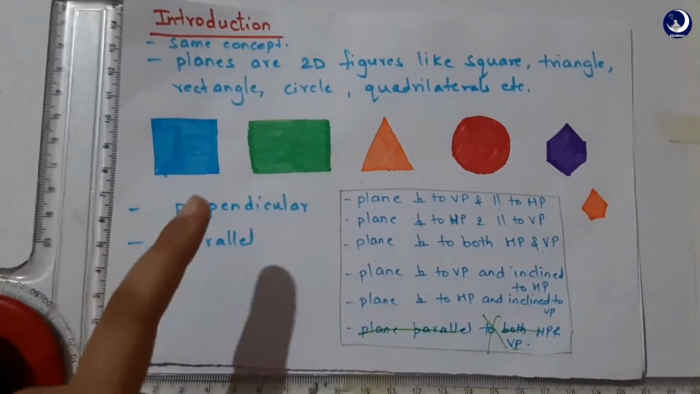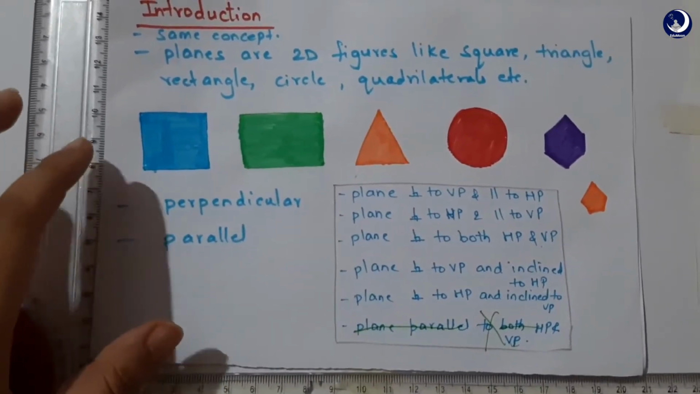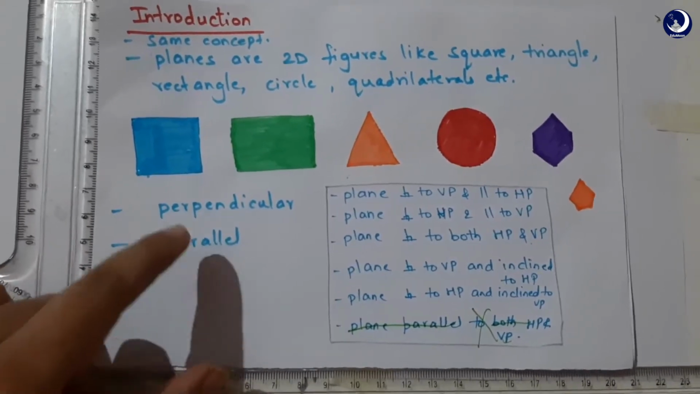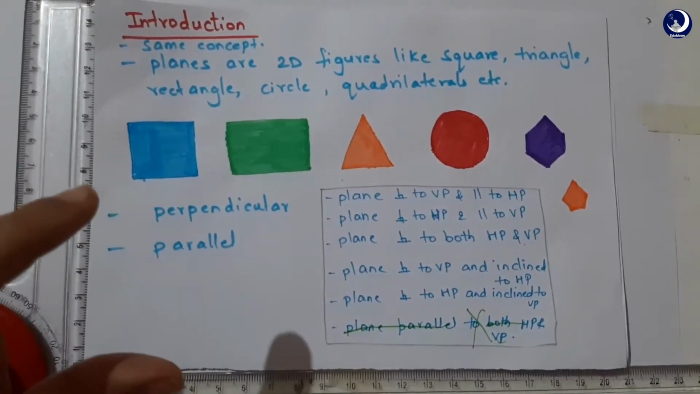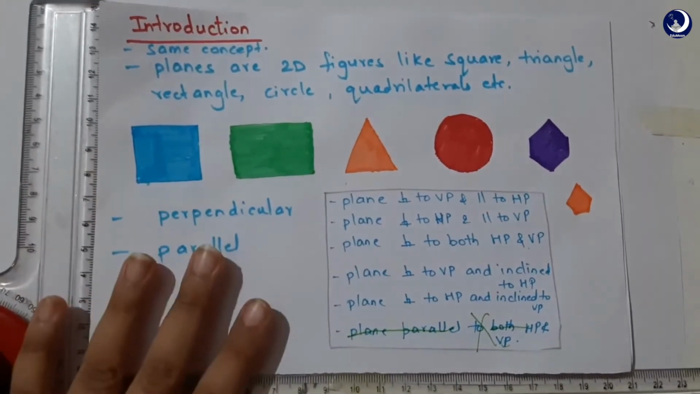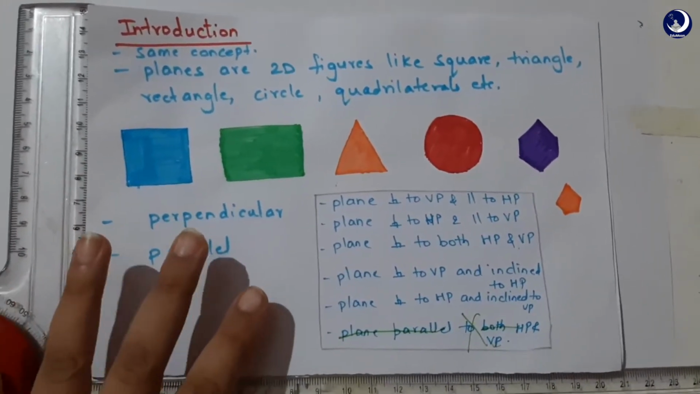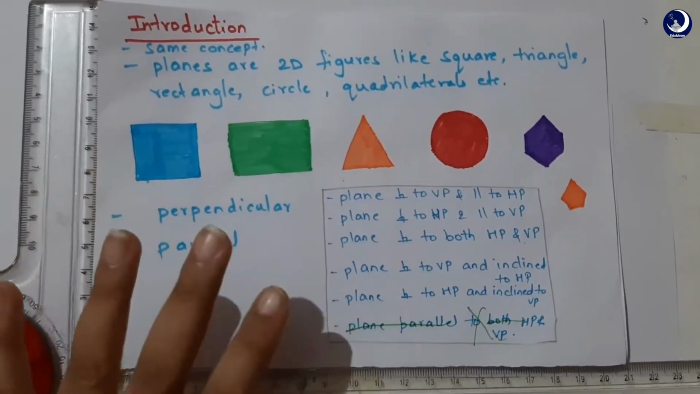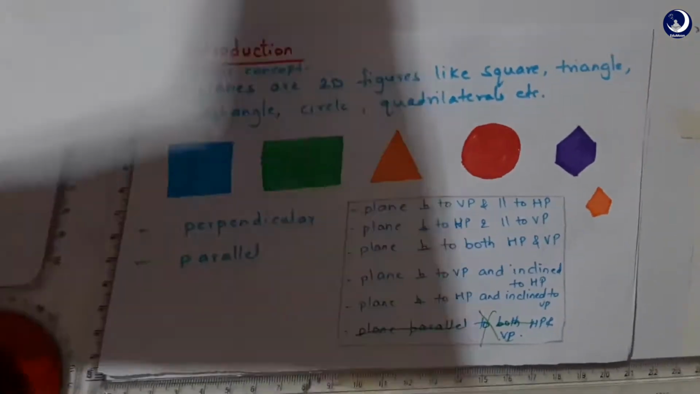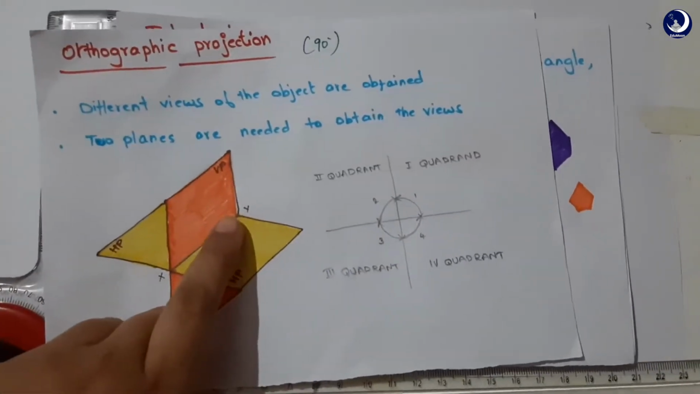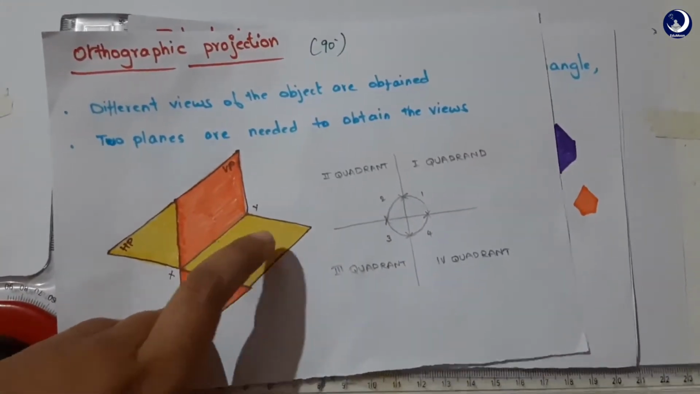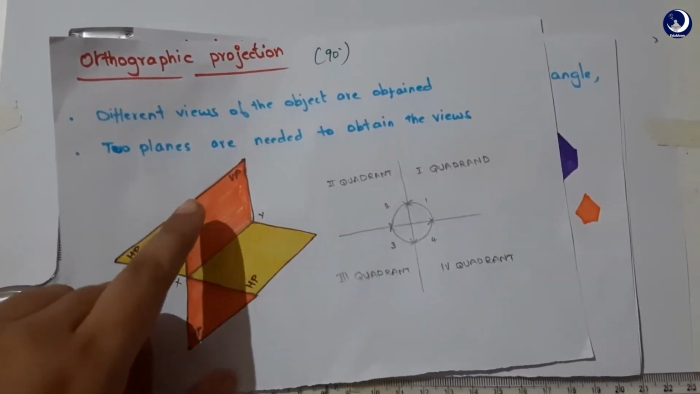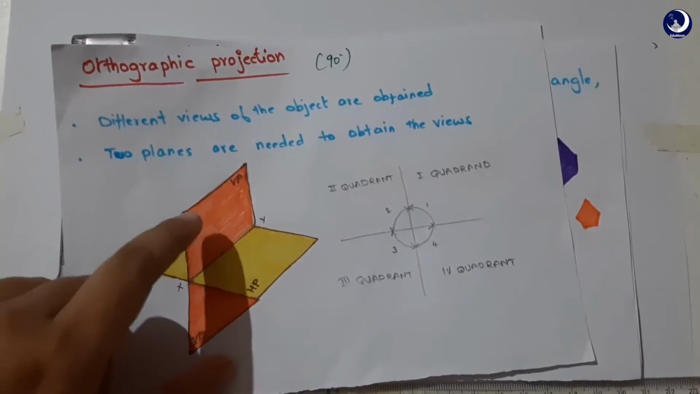I also told that these planes can be positioned either in perpendicular or in parallel positions. Also one more thing, from projection of planes, we are going to be only talking about projection in first angle. That is, we're going to be placing the planes only in the first quadrant, and the other quadrants we're not going to be discussing that much, because it will get more complicated.